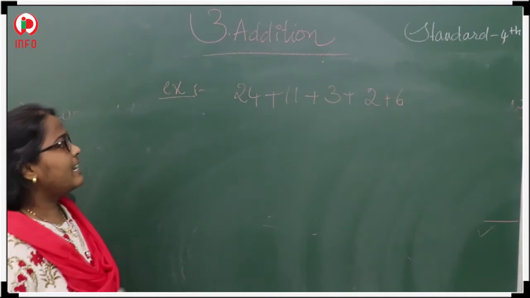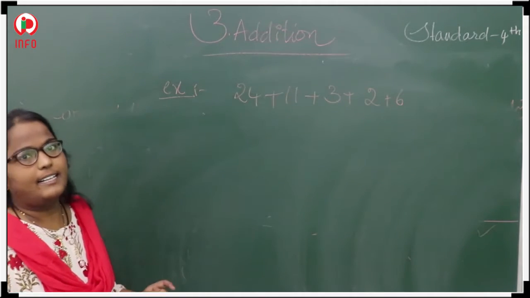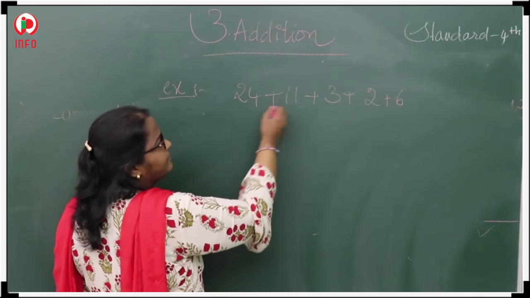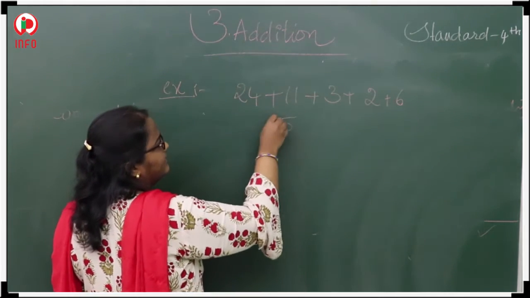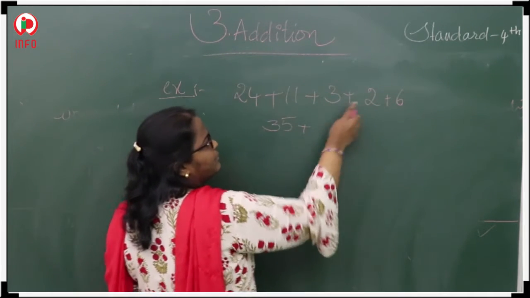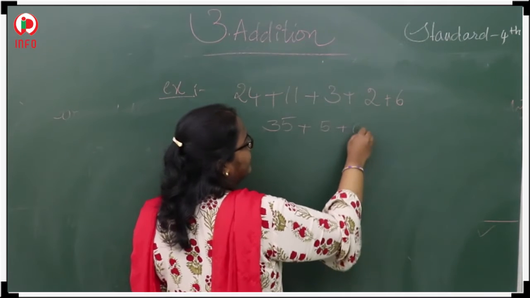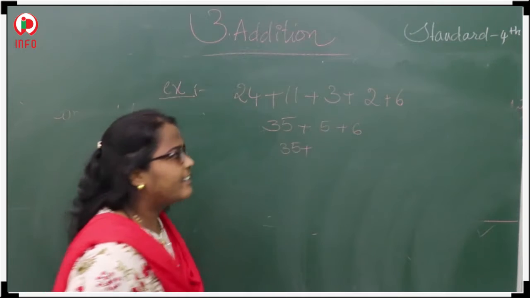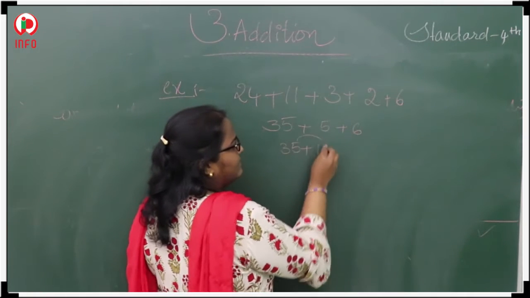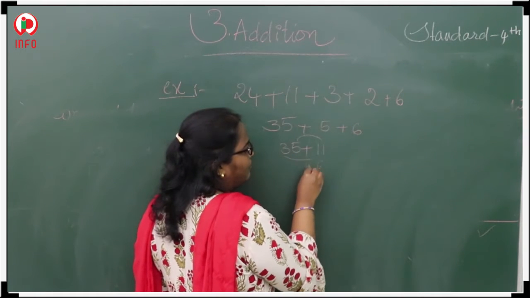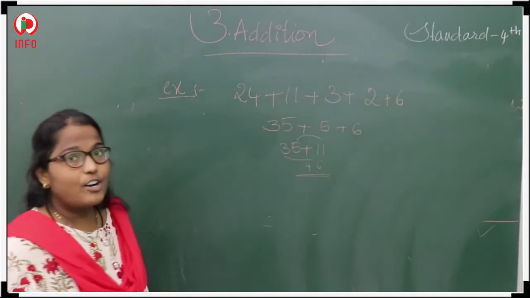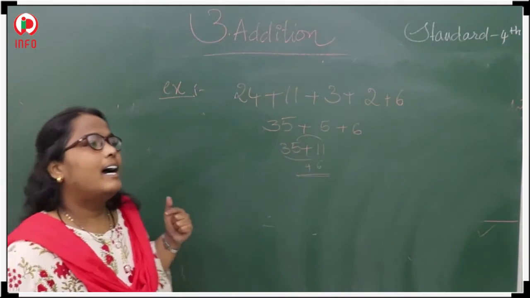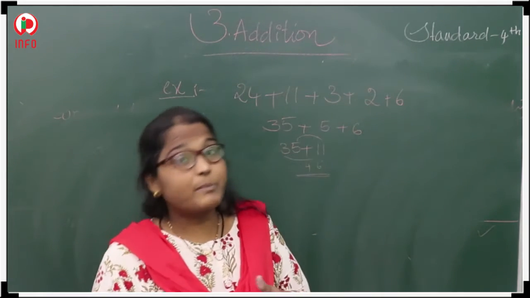First, I will add and find the solution. 4 plus 1, 5. 2 plus 1, 3. So what is the answer I got here, children? I got 46.